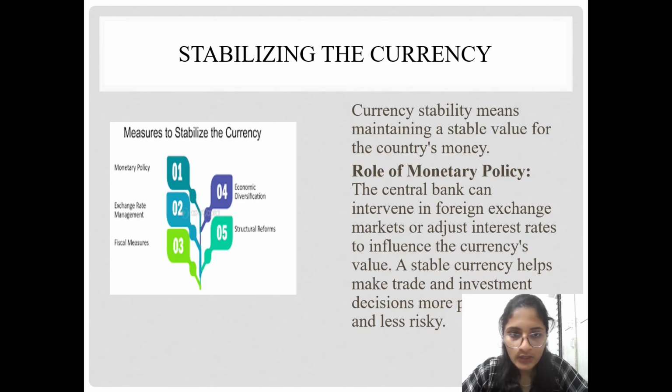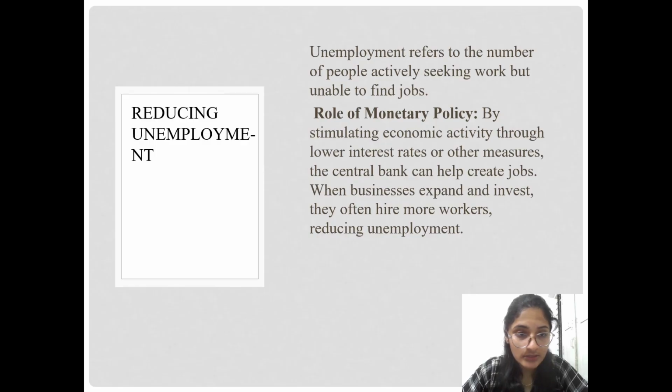The next one, the fourth one, is reducing unemployment. Unemployment refers to the number of people actively seeking work but unable to find jobs. And high unemployment can lead to economic and social challenges.